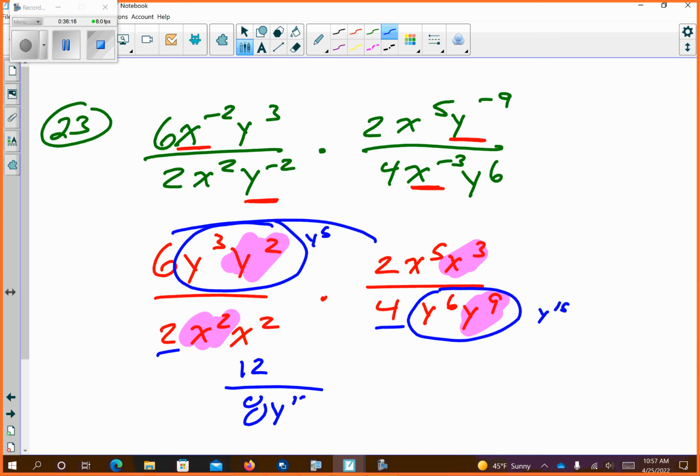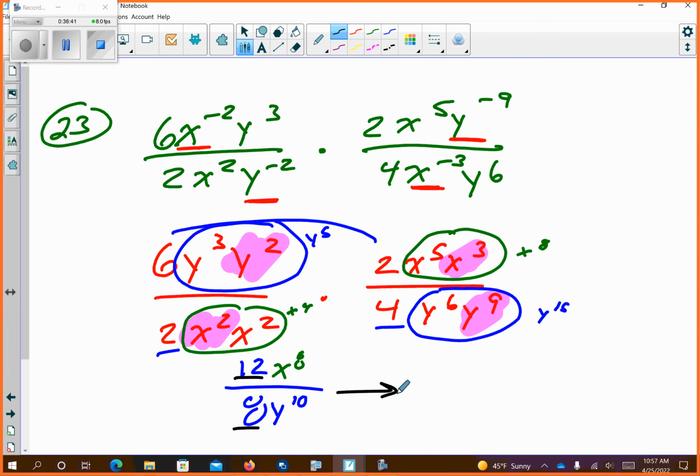Yeah, baby. All right, let's change colors. All right, so we took care of those. How many x's are down here? 4. And how many are up here? 8. So I have x to the 4th, x to the 8th. Tug of war, who wins, top or bottom? Top. Almost done. What's the last step I could do here? Has to do with the 12 and the 8. Reduce. 4 goes into both. 3 over 2, x to the 8, y to the 10.